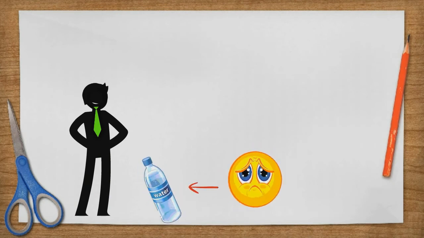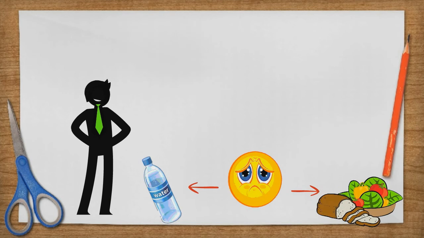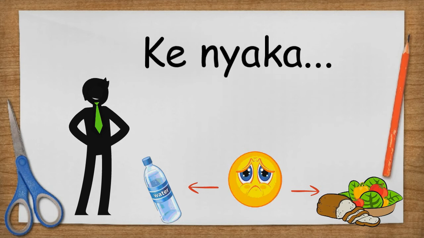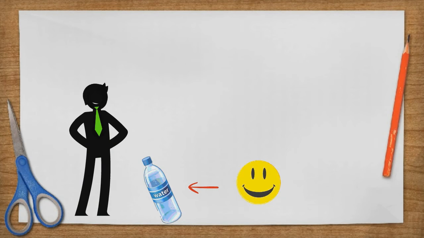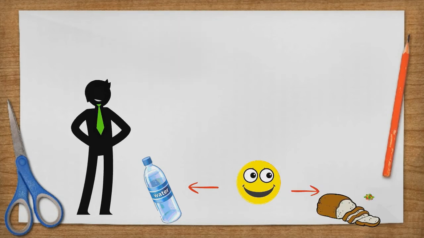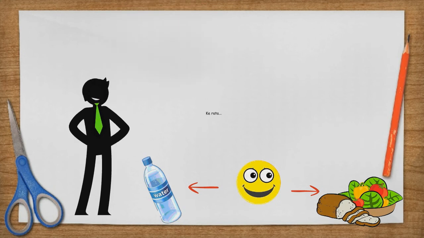Abuti, how do we say I want water? Ke nyaka metsi. And how do we say I want food? Ke nyaka dijo. And how do we say I like water? Ke rata metsi. And I like food? Ke rata dijo.